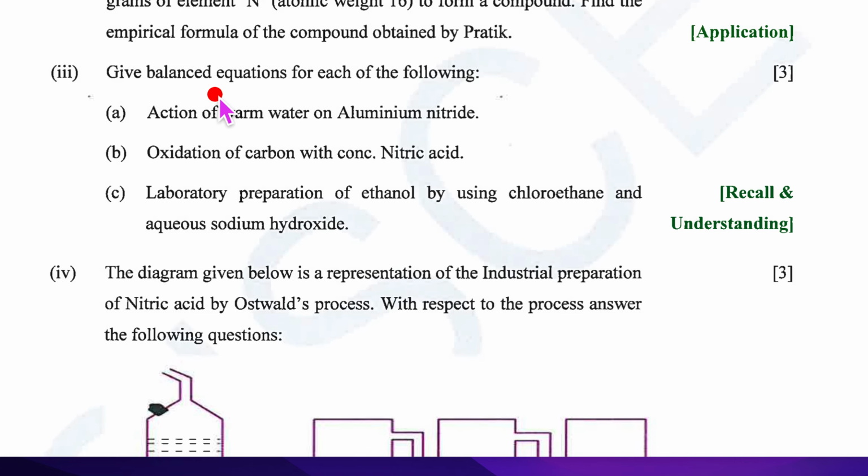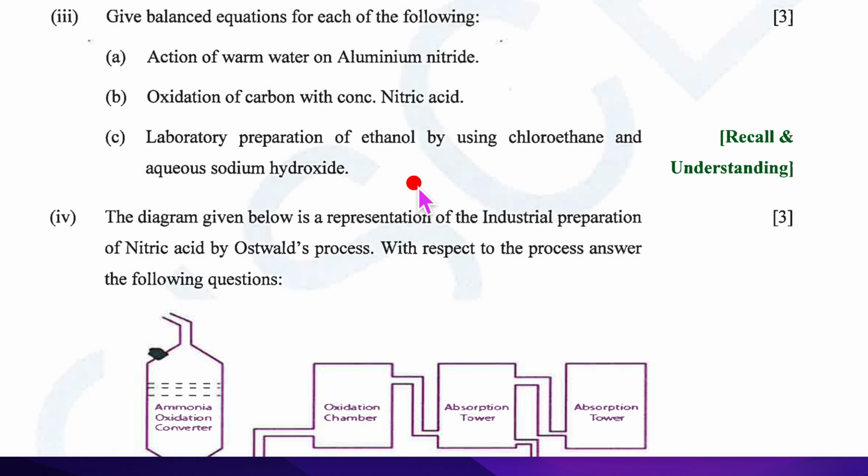That's important. Give balanced equation for each of the following. Warm water with aluminium nitride. This is a nitride used for making ammonia. There are 3 nitrides. Do you remember which ones they are? Ca3N2, Mg3N2 and AlN. All these 3 reactions are important. Learn them by heart. These are important questions. Oxidation of carbon with concentrated nitric acid. Concentrated nitric acid will make carbon become CO2 and it will give H2O and NO2. Learn to balance the reactions. These reactions are important. Even with copper, nitric acid, they are important reactions.